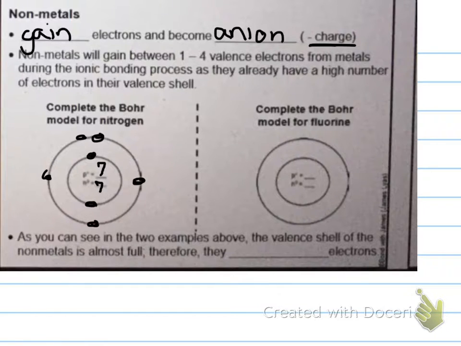As you can see in the 2 examples above, the valence shell of each of these nonmetals is almost full. Therefore, they could either lose 5, meaning they would have to lose the entire valence shell, or this atom of nitrogen could gain 1, 2, 3. So 3 is lower than 5, so they gain electrons.